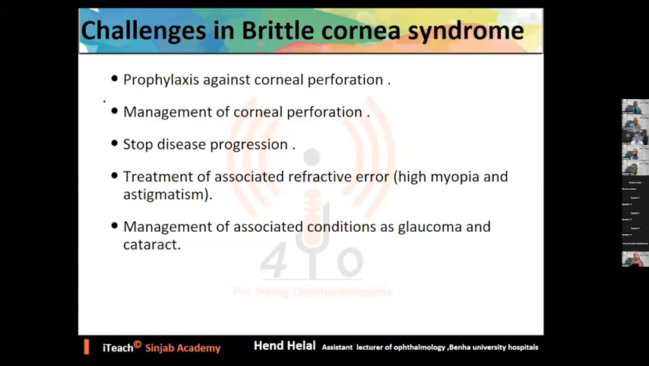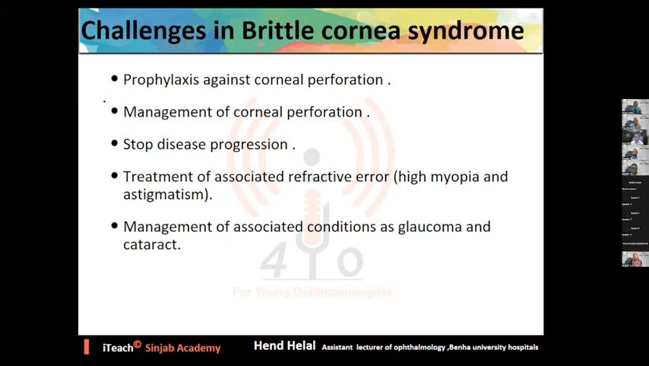There are a lot of challenges in the brittle cornea syndrome. The first challenge is prophylaxis against corneal perforation. The second, when perforation occurs, how to manage it, how to stop the disease progression, and how to treat the associated refractive error. And if there is an associated condition like cataract and glaucoma, would the treatment be different? Let's move to the first challenge.